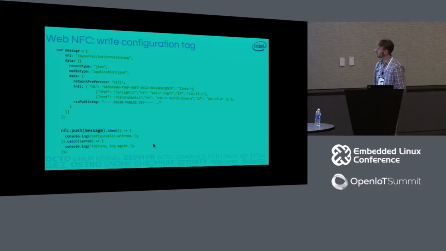A code example of writing a configuration tag. So basically, the meat is here. We use the NFC object, which is the implementation of the API. I use the push method and give the message as a parameter. We could also pass options, but the defaults are pretty sensible, so I skip them here.